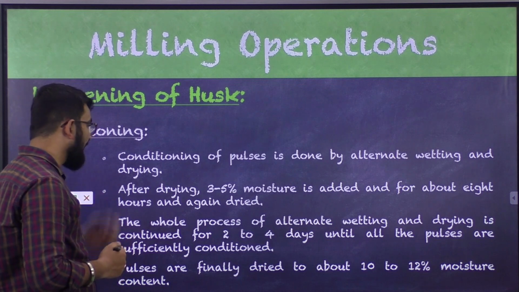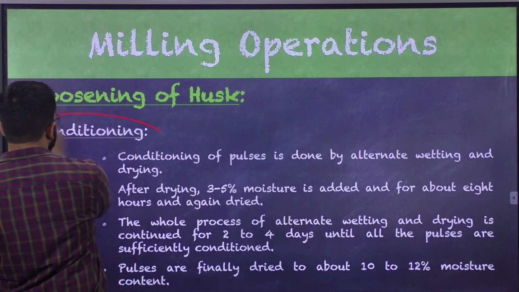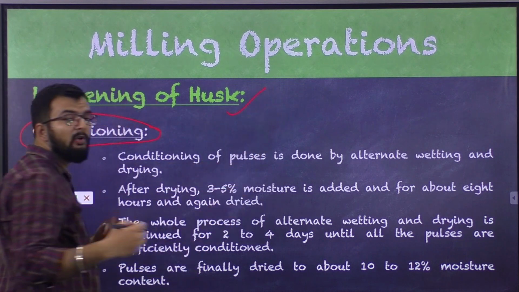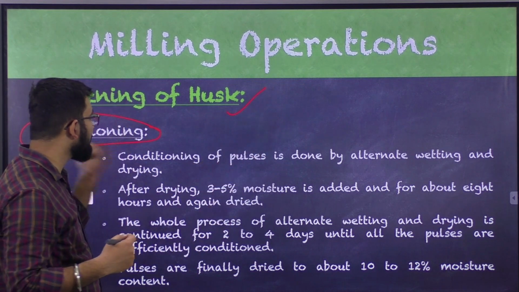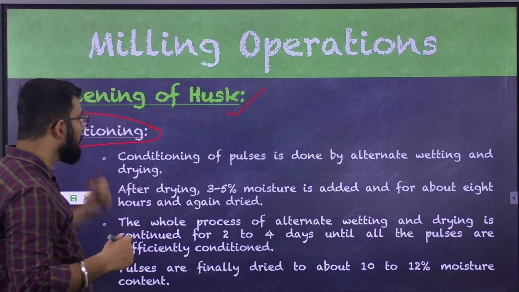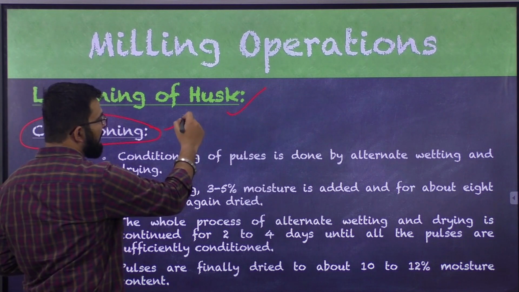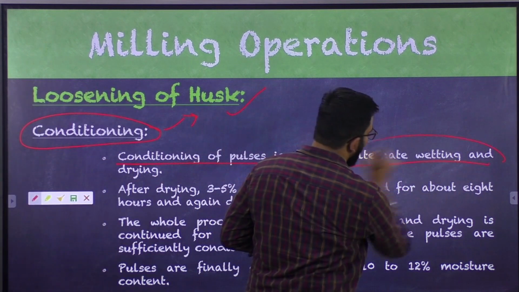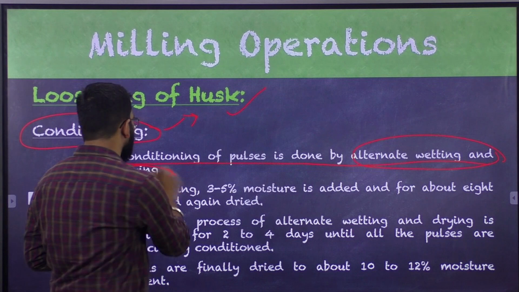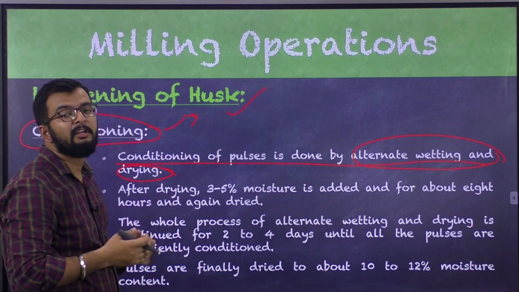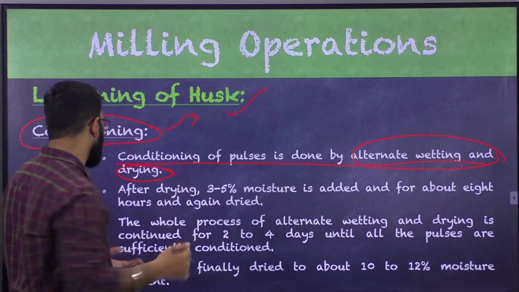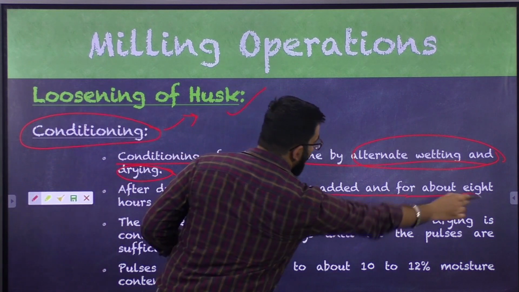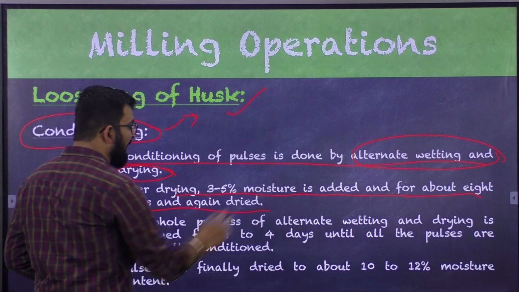Your next operation is conditioning. This is a step under loosening of husk only. In conditioning under loosening of husk, conditioning of pulses is done by alternate wetting and drying. That is, first you soak it in water or oil, then you dry it. After drying, 3 to 5% moisture content is added for about 8 hours and it is again dried.